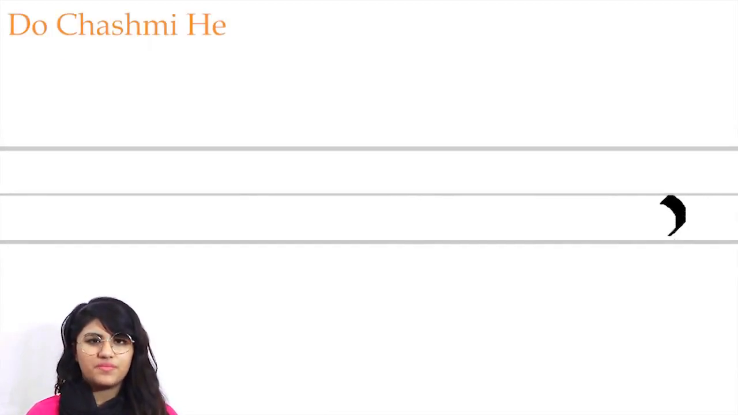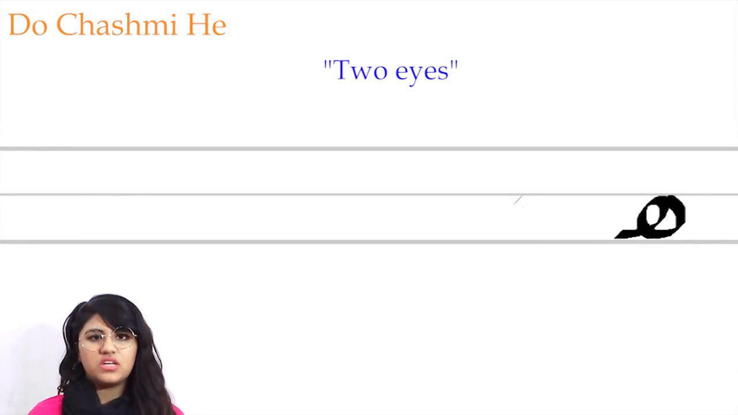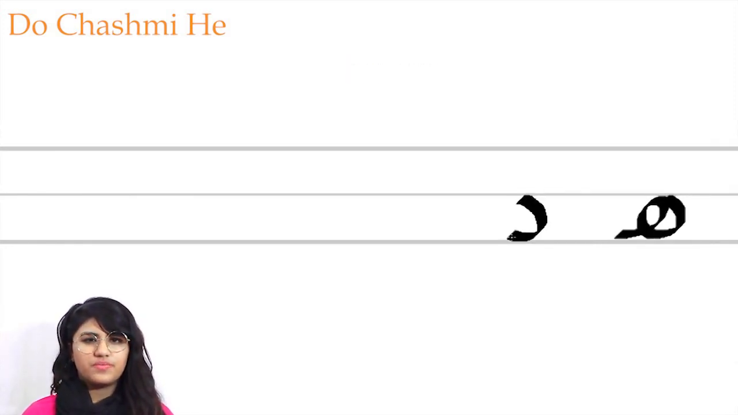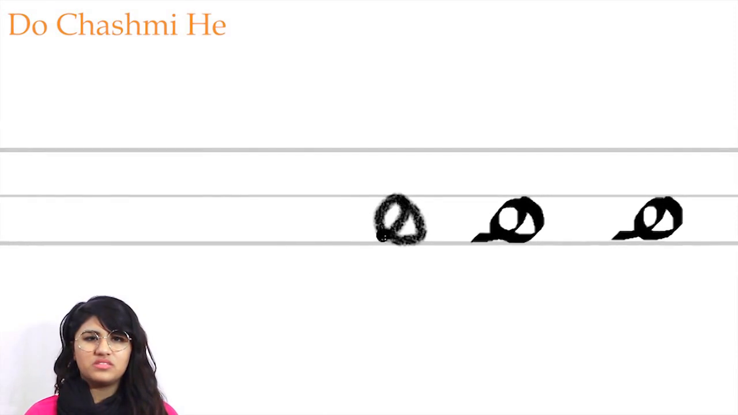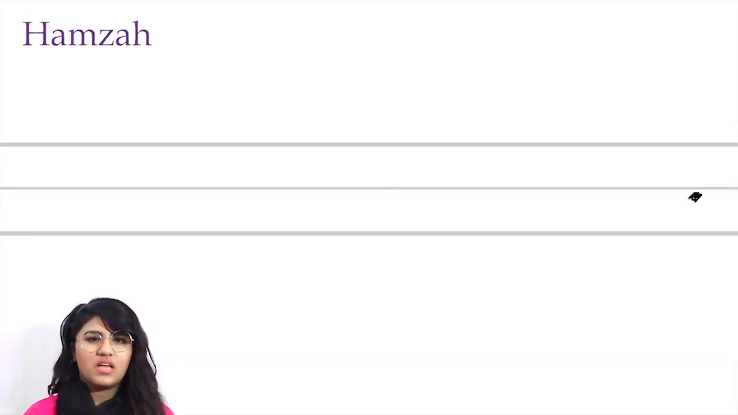Do chashmi hai. Do chashmi literally means two eyes. So you're gonna have two circles in do chashmi. You start with the circle. Once you get to the top, you're going to cut it in half and end with a stem. And a few more times. And that's do chashmi hai.